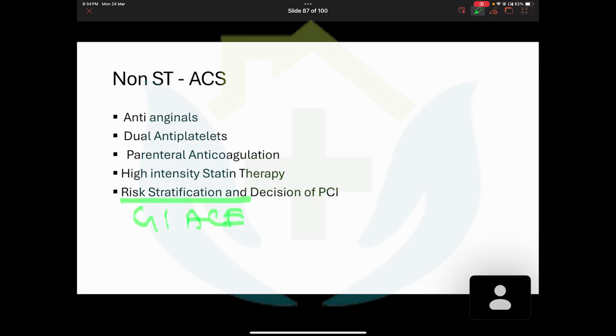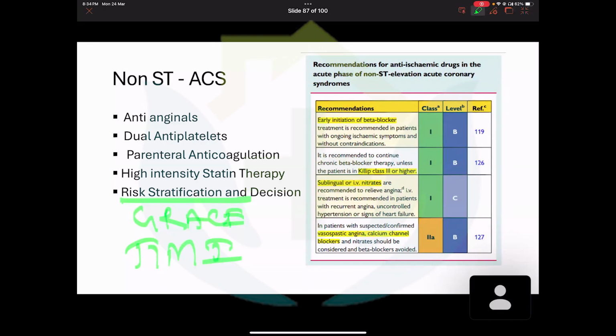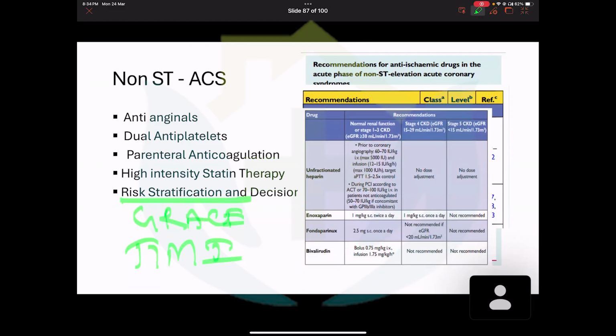I think everybody knows what the Grace score is, and the TIMI score. So TIMI, there are two things. One is post PCI, how good the flow has occurred. That is the TIMI flow, and another is the TIMI score for risk stratification for NSTEMI. So early initiation of beta blockers, unless Killip class 3 or class 4. Nitrates and calcium channel blockers can be used, aspirin for all, and a P2Y12 inhibitor, that is ticagrelor or prasugrel, is recommended for 12 months. So same as STEMI, no change.